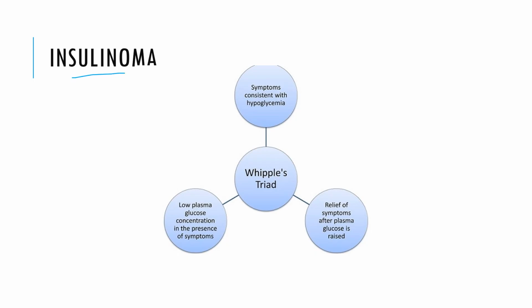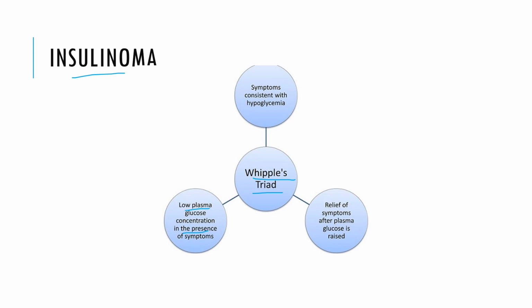Now coming to insulinoma. Insulinoma means there is increased production of insulin. It is associated with the Whipple's triad. Now we have seen Whipple's surgery. What is a Whipple's triad? Whipple's triad, which is associated with insulinoma, means there is low plasma glucose in the presence of symptoms.